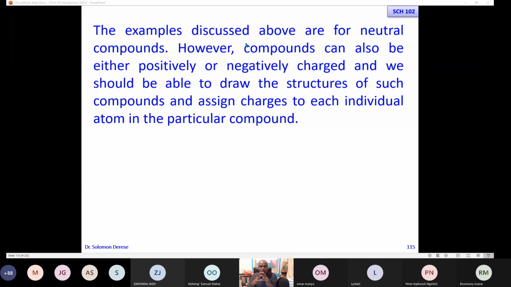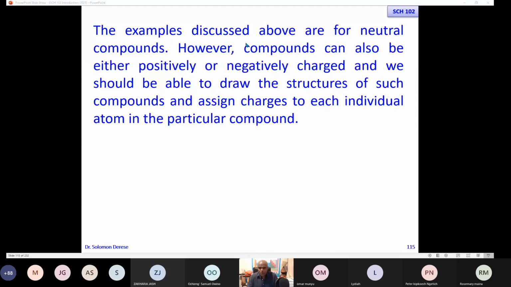So I'll give you assignments which are more complicated than this. Then you'll use these principles in drawing the Lewis structures of those. And then we'll have a tutorial class organized. During the tutorial class, we'll have a discussion on any challenge you have in drawing the Lewis structures of those molecules.